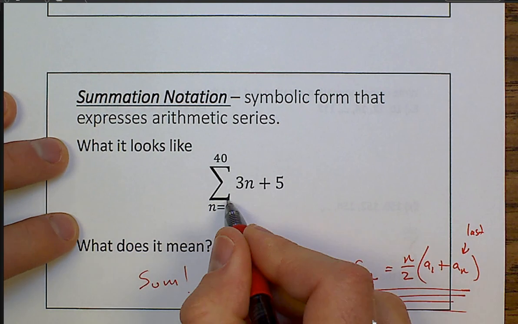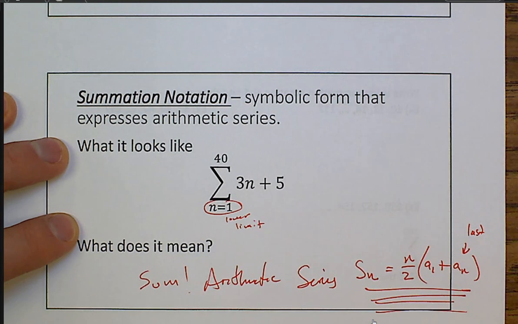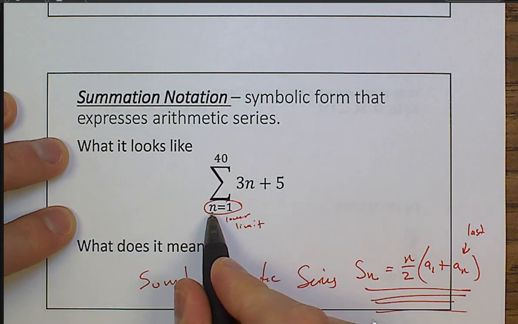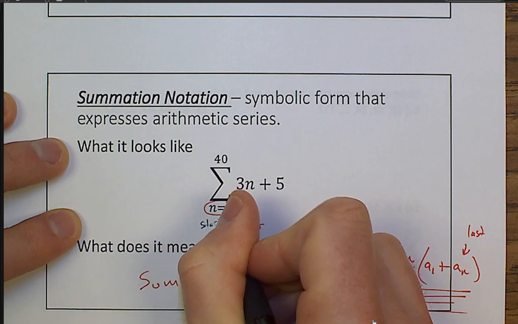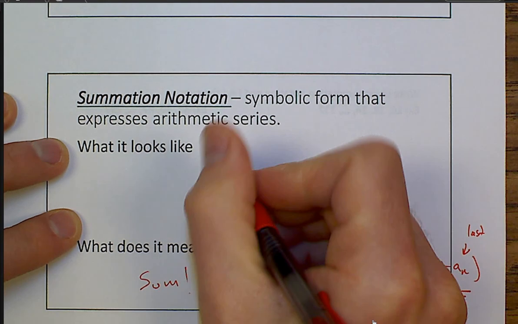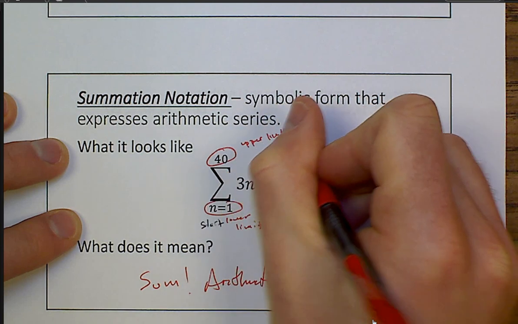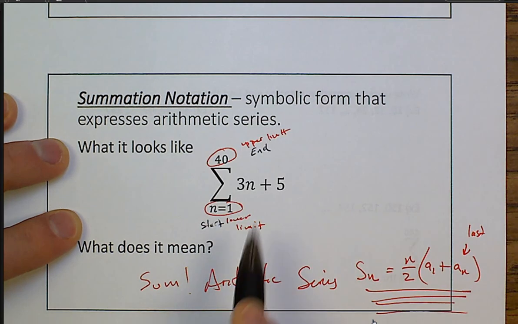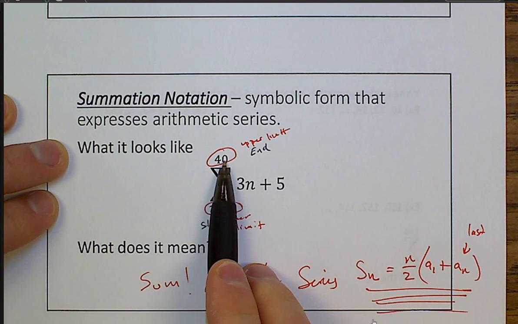This is what we call the lower limit. You're going to hear that word as you rise in your mathematical career. It's basically where you start. This n equals 1 means you're starting at term number 1. The top number is called the upper limit. And if you start here, that means you're going to end here. So we're basically going from term number 1 all the way to term number 4. That's what we're doing.